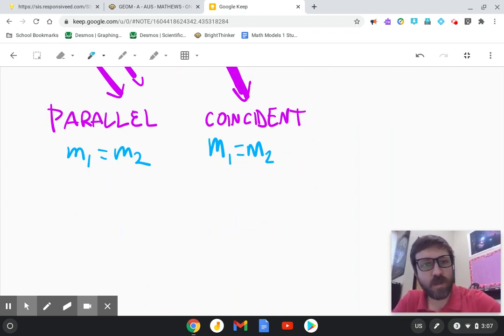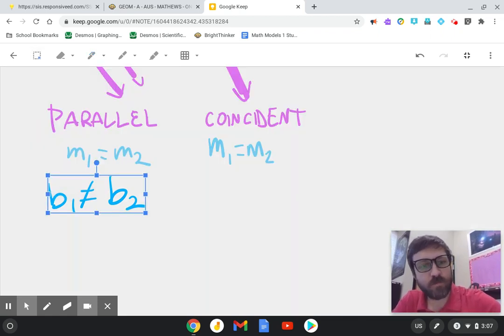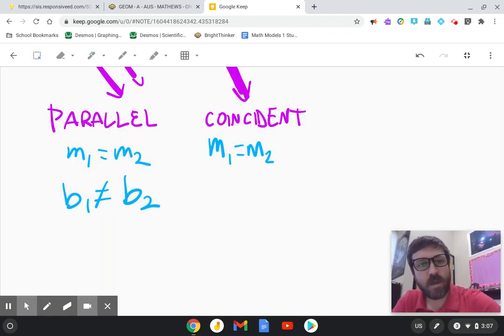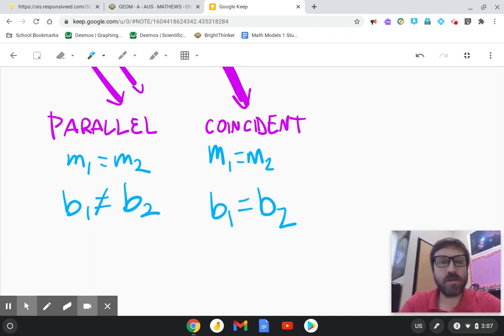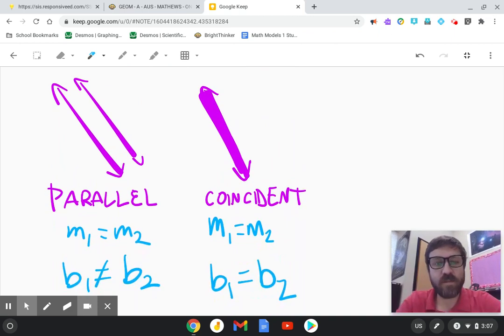But the thing is, if you look at the y-intercept, the y-intercept of parallel lines will be different. And the y-intercept of coincident lines will be the same. So what I'm telling you is that if everything about the equations is the same, then the lines are coincident. That should make sense because those lines are the same. Whereas parallel lines go at the same angle, which is why the slopes are the same, but the y-intercepts are going to be different.